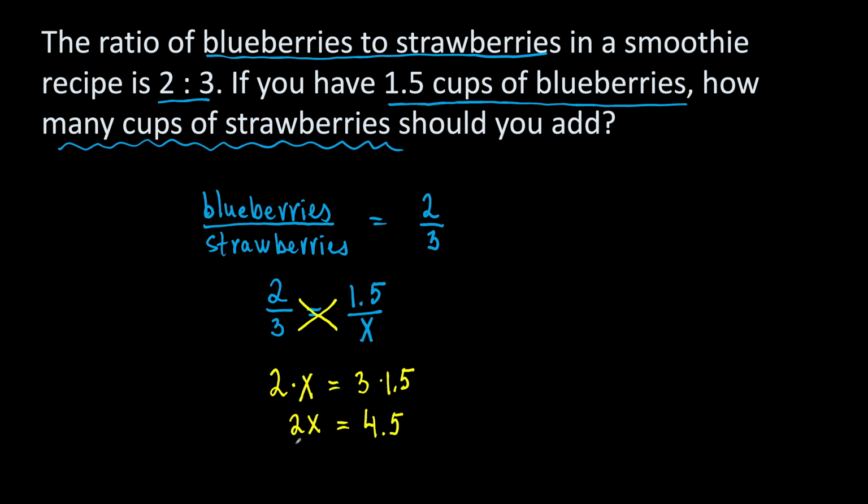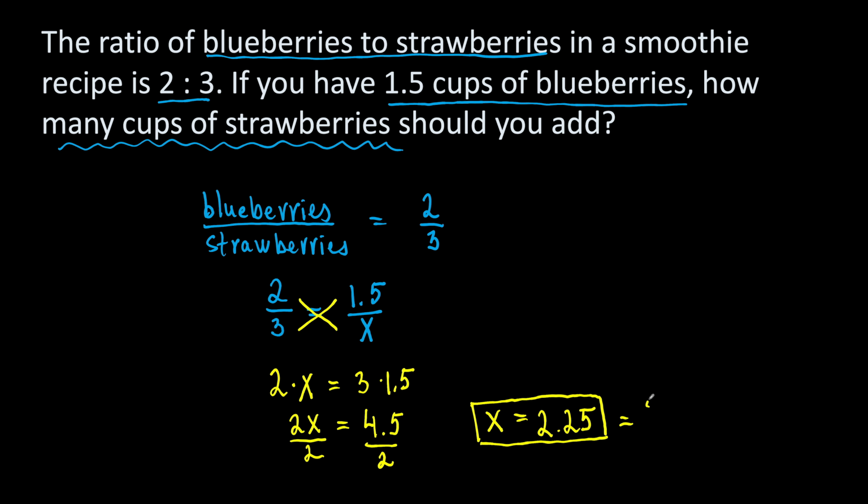What do we do next? We divide both sides by 2, right? So 2x divided by 2 will be x. And on the right side, 4.5 divided by 2 will be 2.25. So we found that for 1.5 cups of blueberries, we will need 2.25 cups of strawberries. But what does it mean, 2.25?